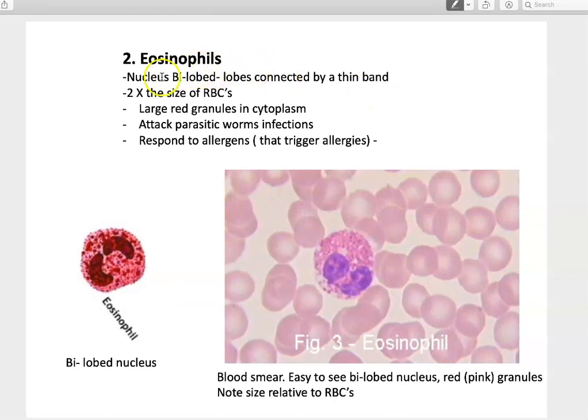As opposed to an eosinophil, these guys like what color? They like eosin, which is reddish pinkish. And they are twice the size of a red blood cell, and they are bilobed. They have 2 lobes connected by a thin band. So here's a drawing of them, bilobed, with red little granules in the cytoplasm. Here's our blood smear, red blood cells in the background, bilobed, 1, 2, with pinkish granules in the cytoplasm. Pretty easy to see.